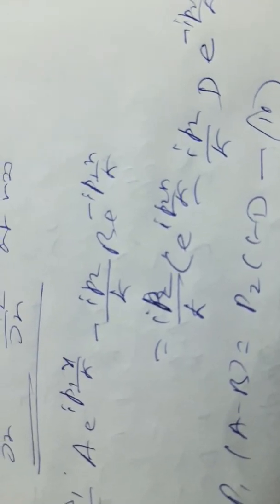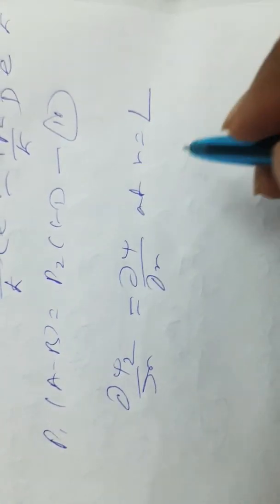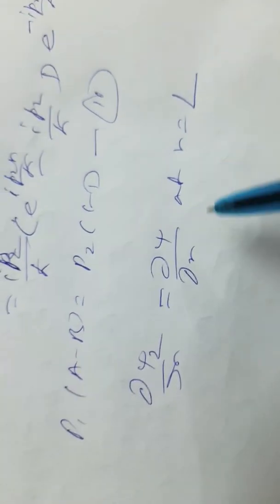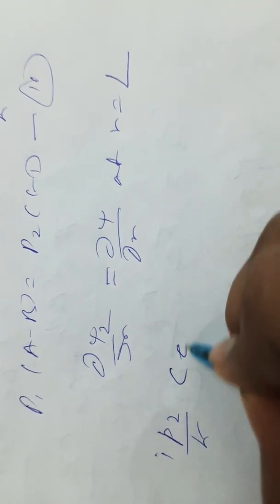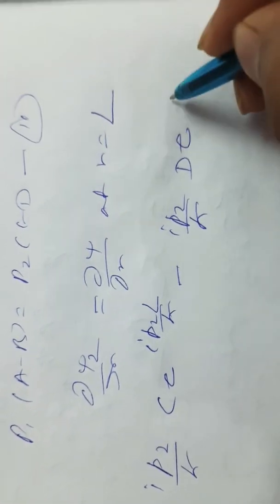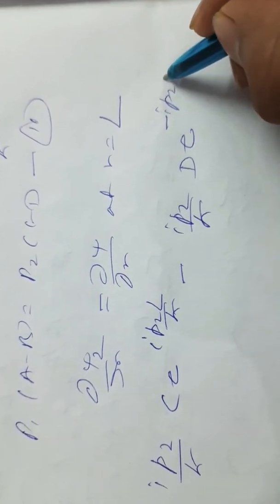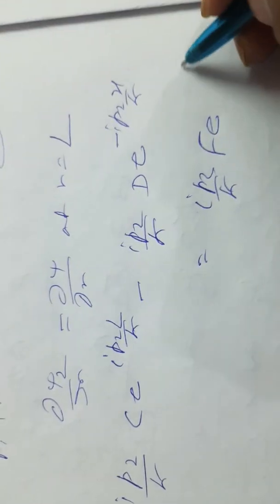So again further applying the last boundary condition, that is boundary condition 9, to equation number 2 and 7, we'll get del psi 2 by del x equal to del psi 3 by del x at x equal to L. And further, if we apply this particular condition, we will get i p2 by h cross c e to the power i p2 L by h cross minus again i p2 by h cross d e to the power minus i p2 L by h cross is equal to i p3 by h cross f e to the power i p3 L by h cross.